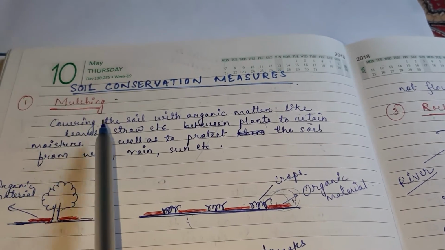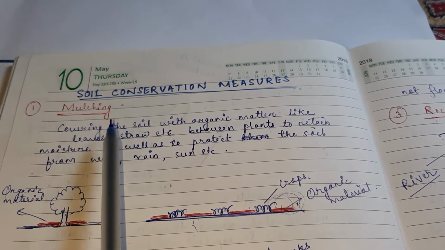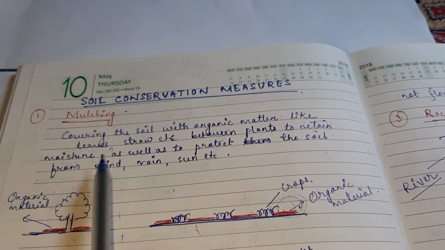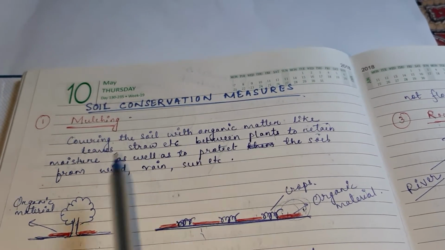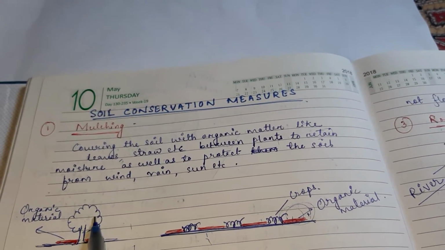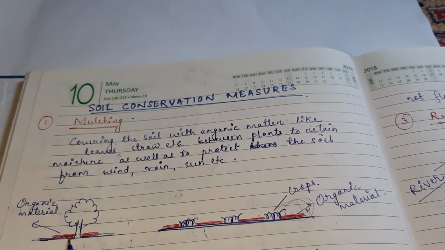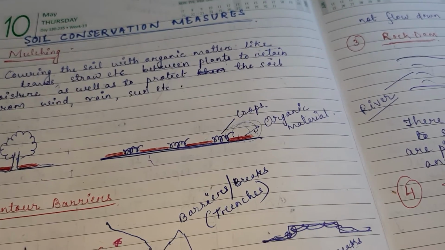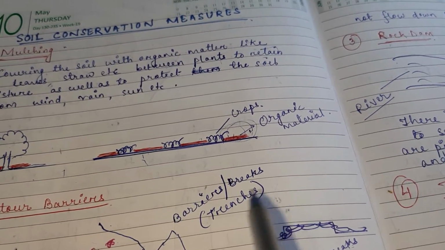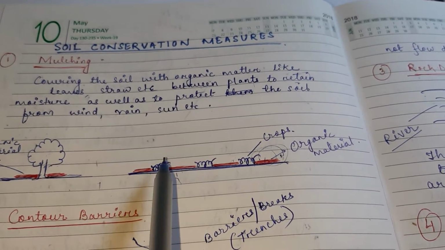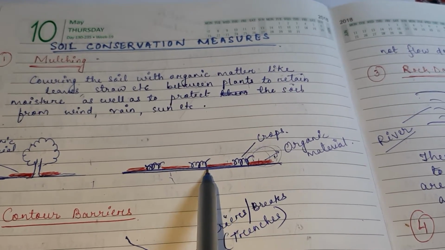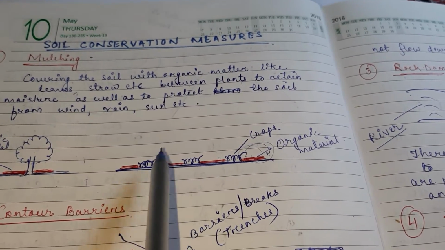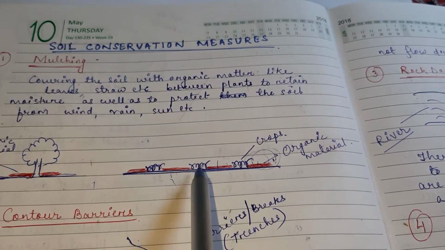So the first method is mulching. Mulching means covering the soil with organic matter like leaves, straw, etc., between plants. Here you can see some organic matter present in between the plants. It is similar in the case of crops also. In between crops, these red portions are organic material made up of leaves and straw.